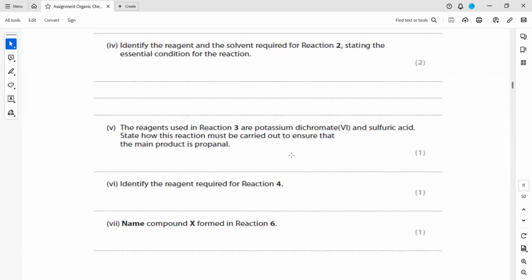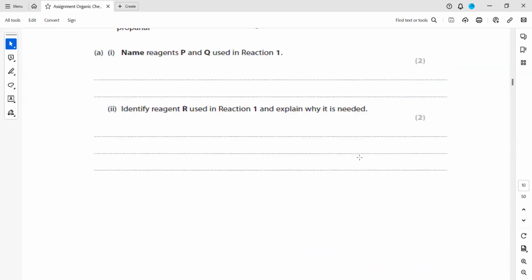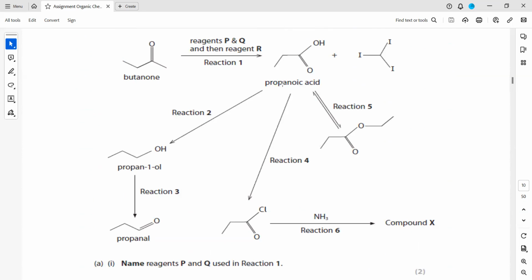Identify the reagent and the solvent required for reaction 2, stating the essential condition. For reaction 2, because we are converting an acid into an alcohol, it means a reduction is done. And how is a reduction done? We use lithium tetrahydridoaluminate(III) here, in dry ether. Dry ether is the essential condition.